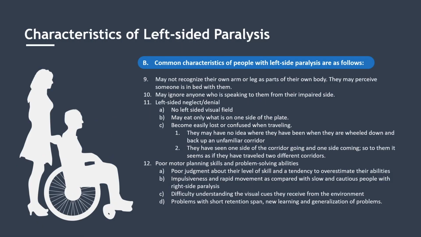May not recognize their own arm or leg as parts of their own body. They may perceive someone else is in bed with them. They may ignore anyone who is speaking to them from the impaired side. Left-sided neglect or denial. No left-sided visual field. May eat only what is on one side of the plate.